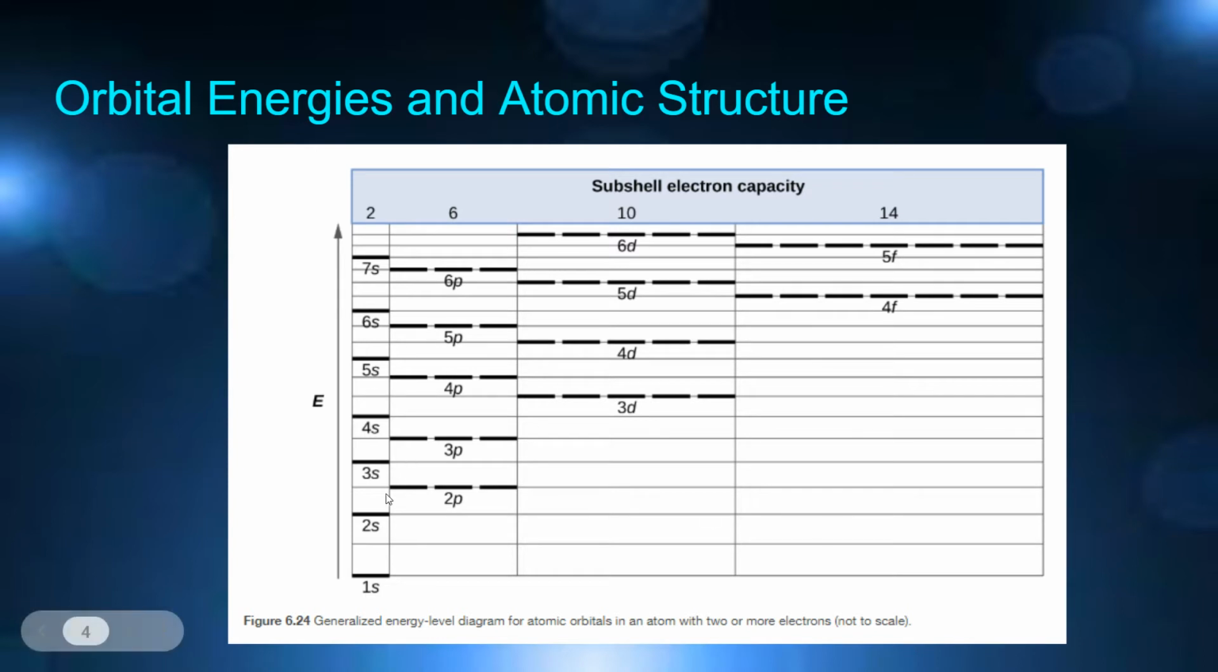So as you can see, the energy level increases and our subshell electron capacity also increases as we go across. The s orbital can only fit 2 electrons. The p orbital can fit 6. The d can fit 10, and the f can fit 14.